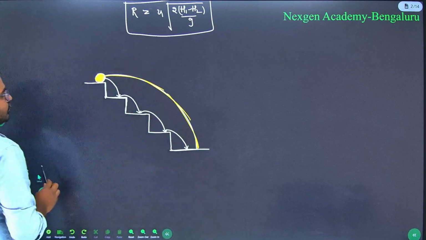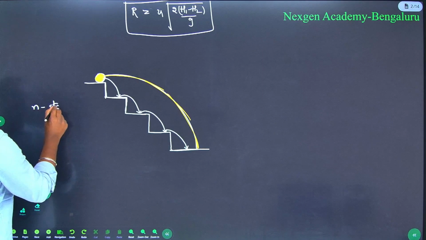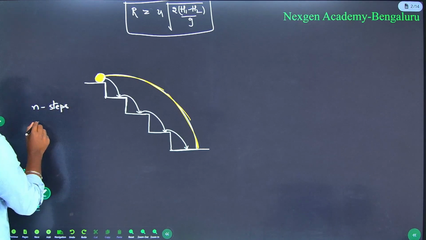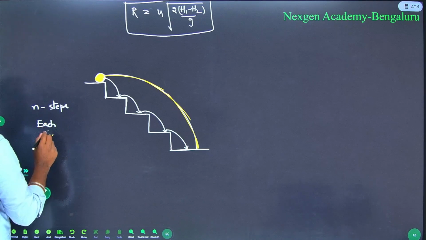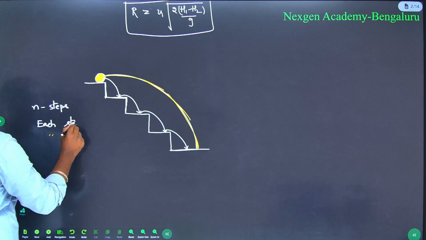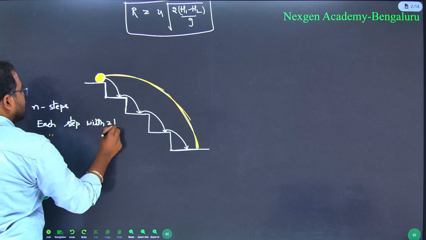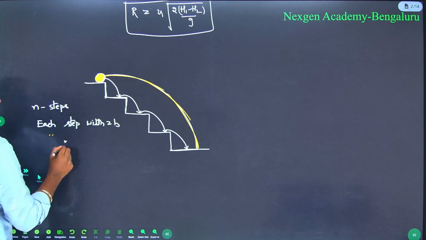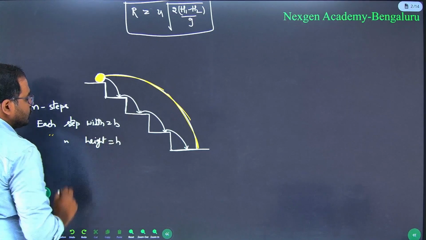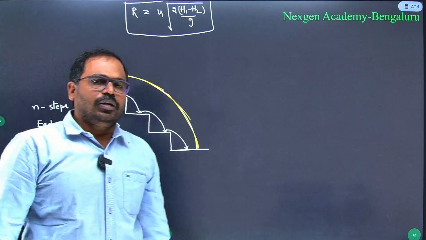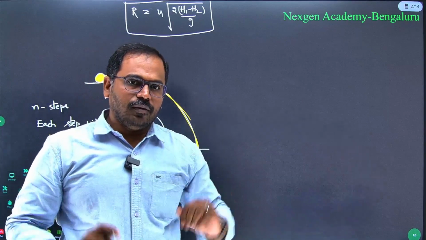How many steps are there? n number of steps are there. Next, each step width is equal to b. Let's imagine, and each step height is equal to h. So in this context, what is the total breadth or horizontal distance traveled by the body?